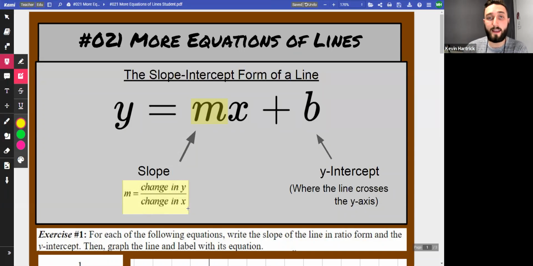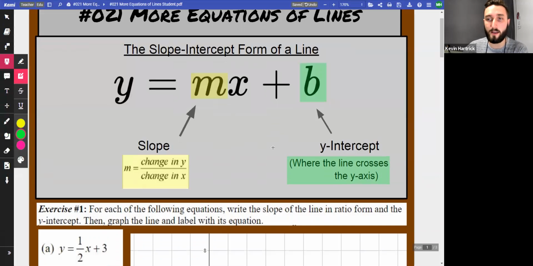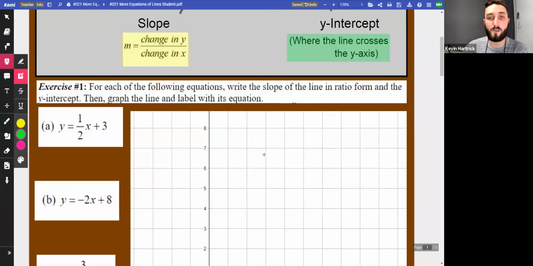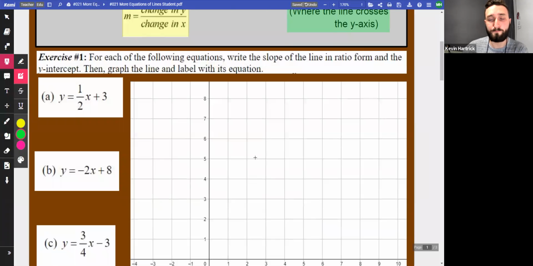Usually we like to write it in ratio form, but it's not always a ratio. Sometimes it's a whole number, and sometimes we have to write it as a ratio if it is a whole number. But also the b is the y-intercept. It is where the line crosses the y-axis, okay? So let's take a look at what this all means, y equals mx plus b, and how we use it when we graph lines. So let's look at exercise number 1.